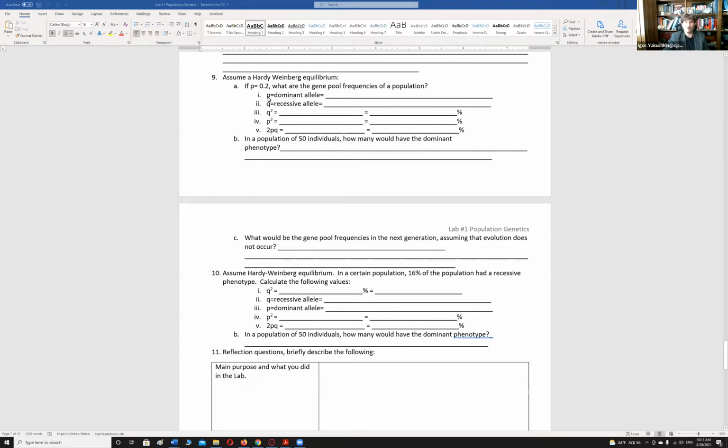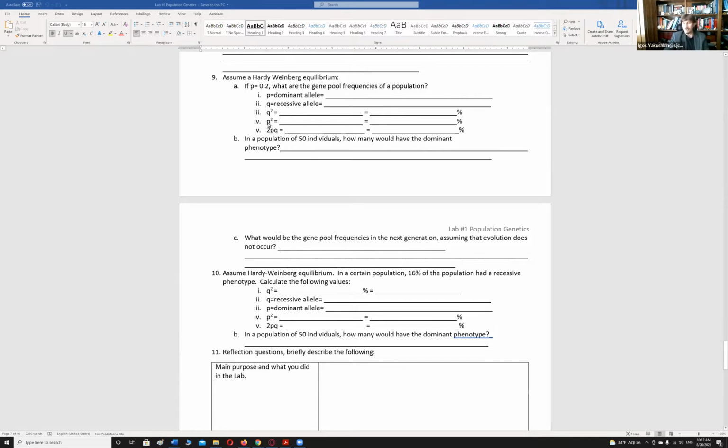So if our P is 0.2, what would be our Q? Well, we know that P plus Q equals 1. In order for 0.2 plus Q to equal 1, it has to be 0.8. Yep, absolutely correct. Now all we need to do is square those. 0.8 squared would be 0.64, or 0.64 times 100, 64%.